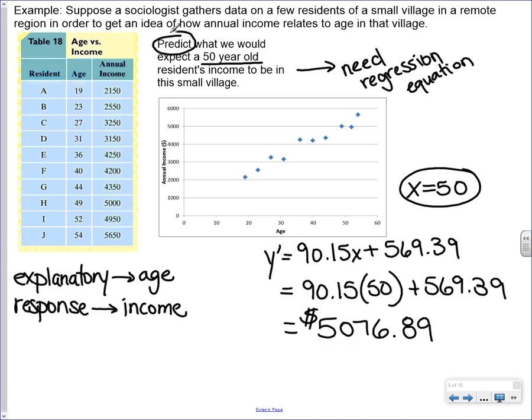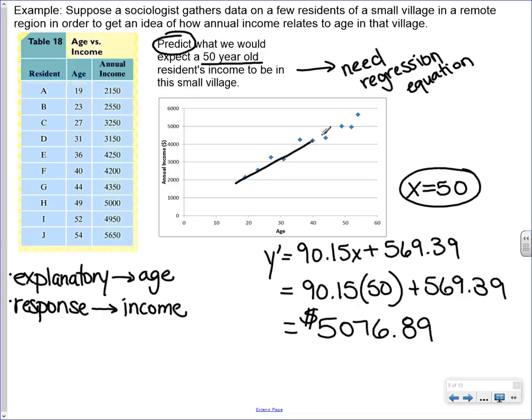So when we're talking about prediction, we have to create this regression equation. We're going to do linear regression. The first thing we're going to do is figure out which one's the explanatory and which is the response. So we would say age is explanatory, and then income is the response variable. Okay, that was our scatter plot.